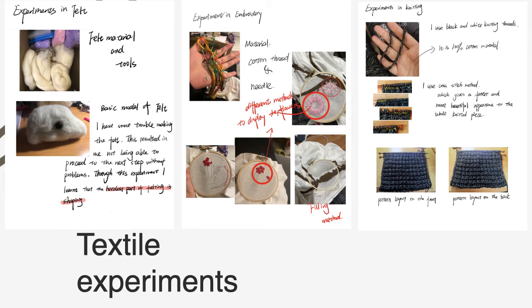The second one is embroidery. I tried to use different methods to display the flowers. The last experiment is knitting. I use black and white knitting threads and I use 100% cotton material. I use the cross-stitch method which gives a beautiful appreciation to the whole knitted pieces.